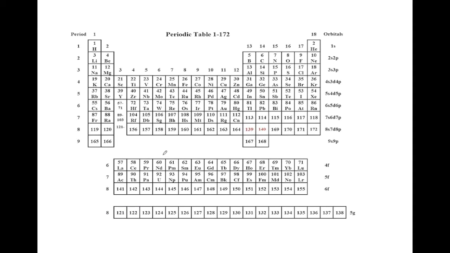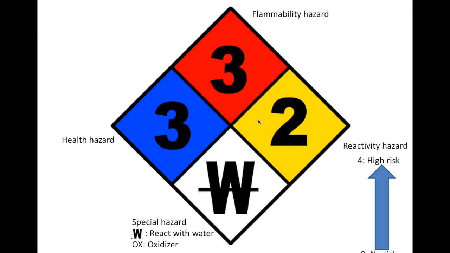So let's start off nice and simple with some basic lab safety and measurements. Very basic measurements. As you can see, this is a general overview of the periodic table. For now, you don't need to know too much about this. Later, we will learn more about the periodic table. So this is called the NFPA safety diamond, or the NFPA diamond.